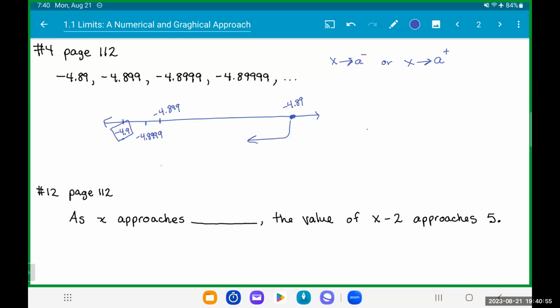So that's in words, right? So we are approaching negative 4.9 from the right. And so that means that x is approaching negative 4.9 from the right. So since it's from the right, it is positive.